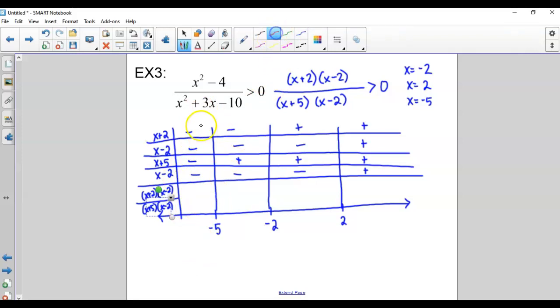Now we're looking for the answer. If I've got 1, 2, 3, 4 negatives, that's an even number of negatives. So that's going to give me a positive value overall. Right here I've got 1, 2, 3 negatives. That's going to give me a negative value overall. Right here I have 1, 2 negatives, which gives me a positive. And then I've got 1, 2, 3, 4 positives. And of course that's got to give you a positive because there's no negatives there. So we are looking for, in this case, where our expression is greater than 0. So we are looking for positives.